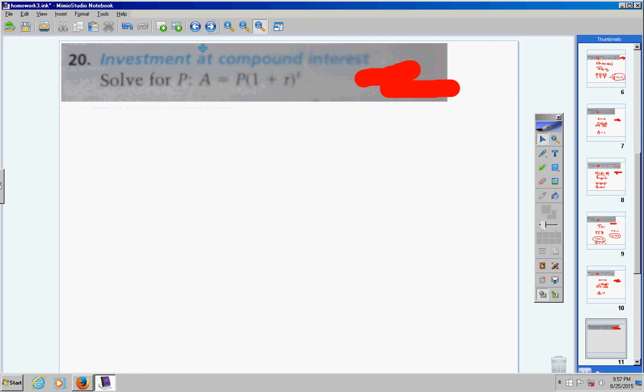Okay, moving on to number 20. Step 1, simplify both sides. Well, I can definitely simplify the right side. Take your P and multiply it through. Now I've got to be careful here. Hold on a second. I just said something that's incorrect, and I apologize.